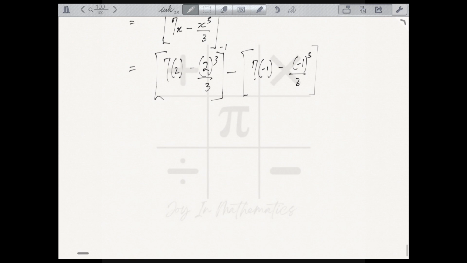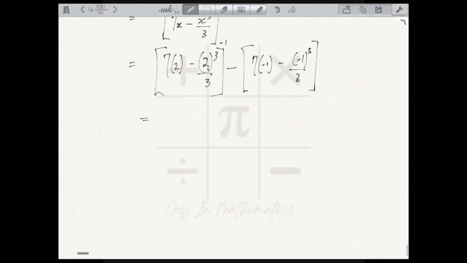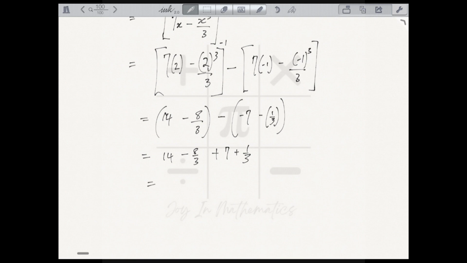Simplifying further, this gives us 14 minus 8 over 3 minus 7 minus 1 over 3. So therefore this gives 14 minus 8 over 3 plus 7 plus 1 over 3. And this is equal to 18 square units.